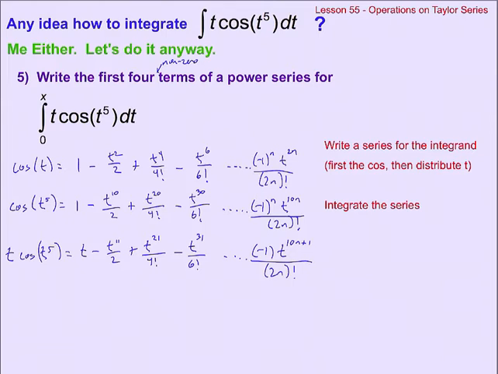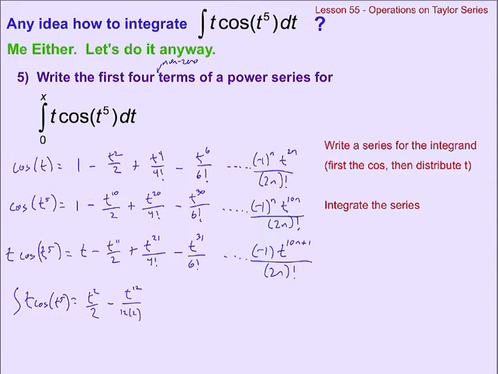Now that we have the power series for the integrand, t times cosine of t to the fifth, just by plugging in t to the fifth and then distributing the t, another operation we can do one term at a time is take the antiderivative one term at a time. So what we can do is take the integral of t times cosine of t to the fifth by using the power rule on every single one of these terms. So instead of t, it's t squared over 2. Instead of t to the 11th, it's t to the 12th over 12 times 2.